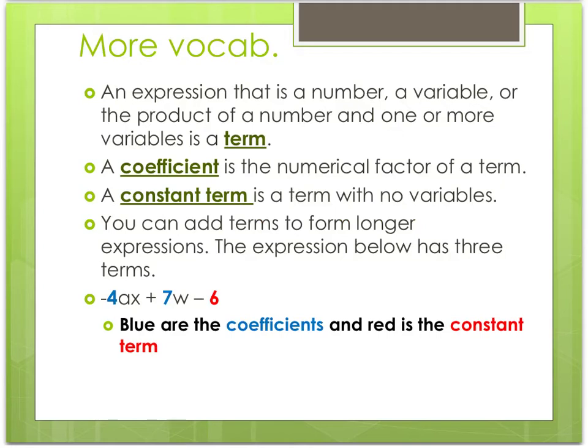Now, a coefficient is the numerical factor of a term, so it's the number that's attached to the variable. A constant term is a term that has no variables at all. Now, we can add terms to form longer expressions, just like we have right here. So -4 and 7 are the coefficients because they are attached to the variables. They are multiplied. They are part of the product. And then 6 has no variables at all, so it's just a constant term.